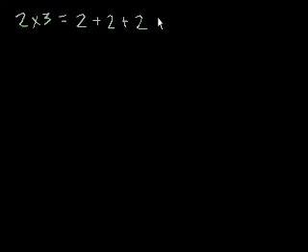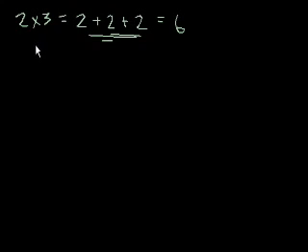If I were to ask you what 2 times 3 is, well, I think at this point this should be pretty easy for you. That's the same thing as 2 plus 2 plus 2, which equals 6. And you didn't have to do this. You all know that 2 times 3 is equal to 6.